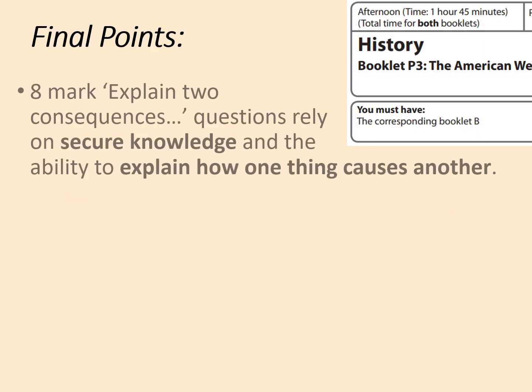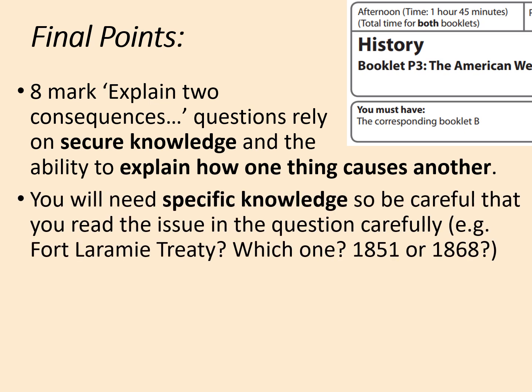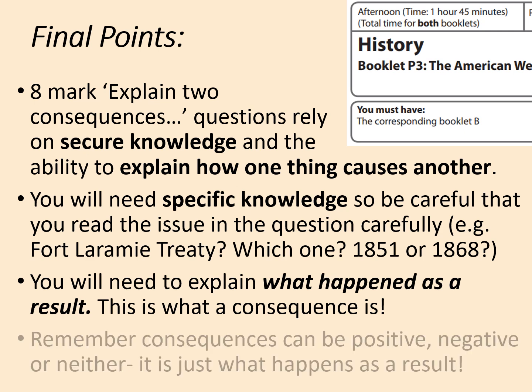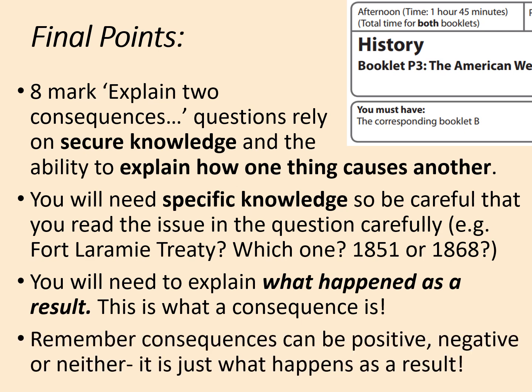Some final points. 8-mark explain 2 consequences questions rely on secure knowledge and the ability to explain how one thing causes another. You will need specific knowledge, so be careful that you read the issue and the question carefully, e.g. the Fort Laramie Treaty, well which one, 1851 or 1868? You'll need to explain what happened as a result. This is what a consequence is. It could be good, bad or neither. And that is the last point. Consequences can be positive, negative, neither. It's just what happens as a result.